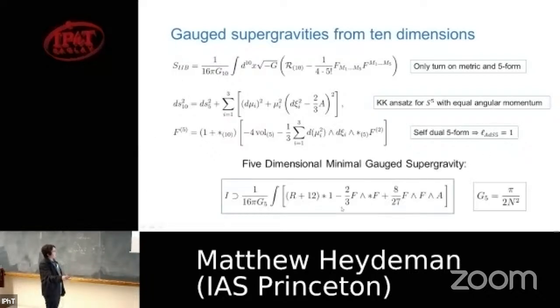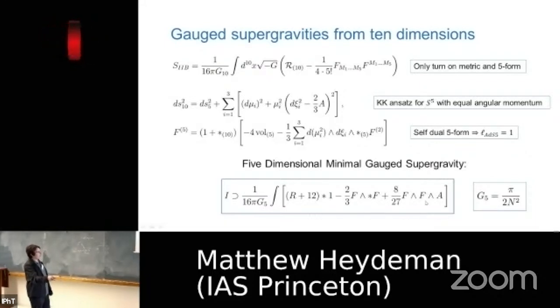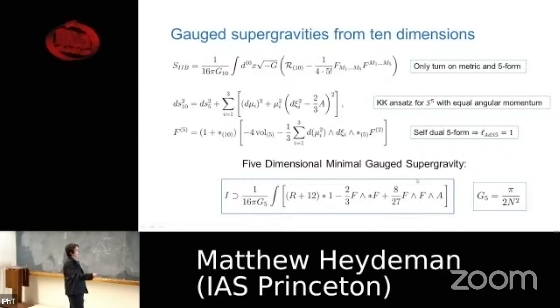With these choices, we'll get what's called 5-dimensional minimal gauged supergravity. We've not turned on any hypermultiplets. It's a single vector multiplet coupled to Einstein gravity with a cosmological constant. There's also a Chern-Simons term, which is subtly important for getting the correct action. And in many formulas, there'll be a G5. You should just think of that as 1/n squared. So the point is that this action is proportional to n squared, and it's large in the large n limit.